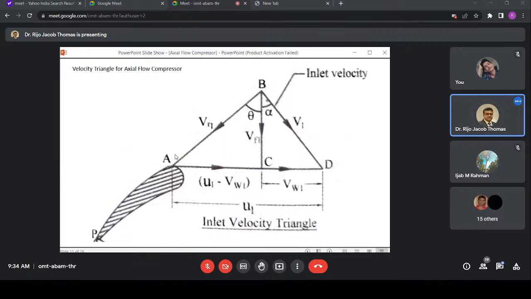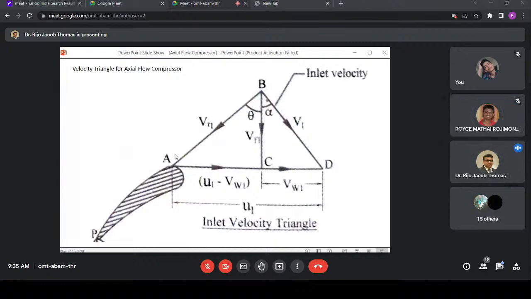Okay. Can anyone tell me how the velocity triangle is made? You want me to explain this? Yes, sir.